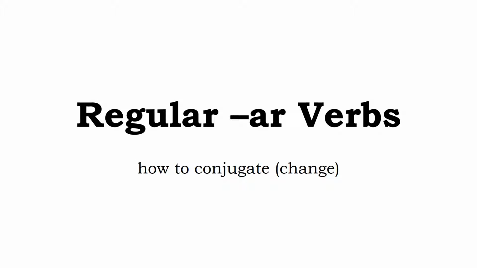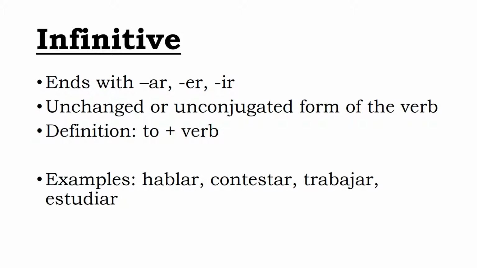Today we're looking at the conjugation of regular AR verbs. Remember that with regular AR verbs, we're always starting with the infinitive. So the infinitive in Spanish means that a verb ends with AR, ER, or IR. Today we're just working with these AR verbs. But remember again, the infinitive means that it's unchanged or unconjugated, which is why it's ending in AR.